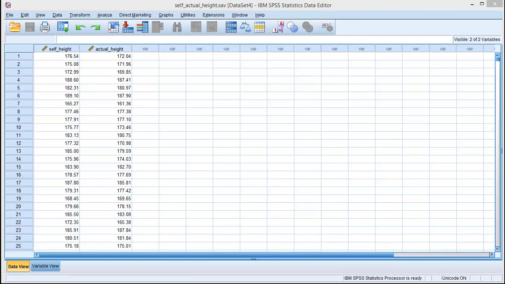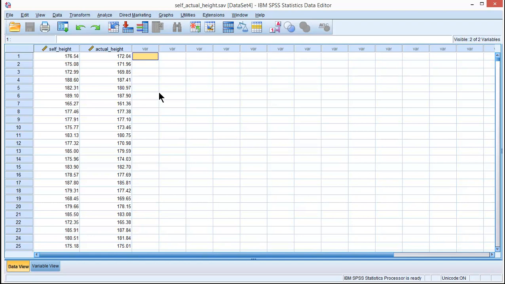In this video, I'm going to go through the steps of doing a bivariate regression to evaluate the relationship between self-reported height and actual height. The data are based on a study by Stewart in 1987 that I've simulated to correspond very closely to the results reported by Stewart. And we'll find out if there's a relationship and how big the relationship is.